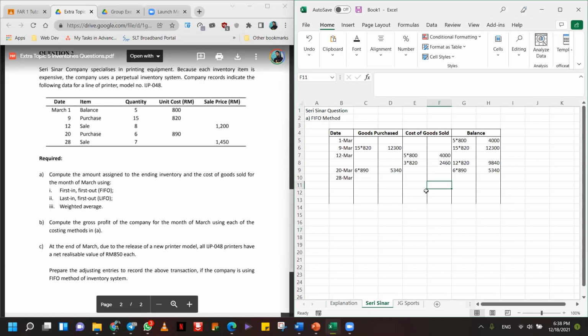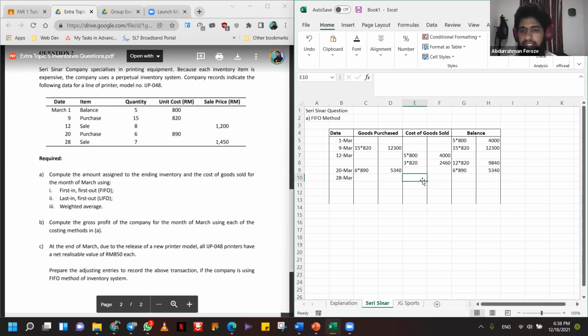All right. So what happens here is now we are selling 7 printers. Currently in the inventory we have 12 printers at a cost of 820. These were there from before, and then recently the purchase was 6 printers at 890. The first in first out system means you always get rid of the earlier purchased printers first.